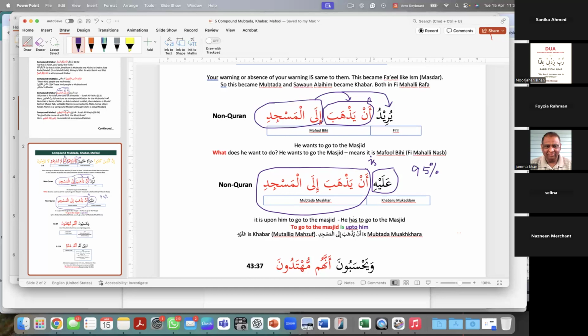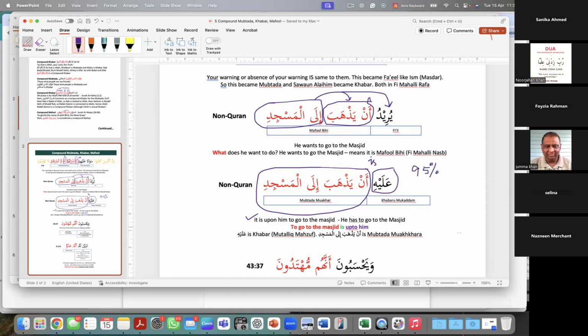Jumlatul ismiya. People will say like this, it's upon him to go to the masjid. Is okay. But we're grammar students. We'll try to say it this way, because this is a better translation than this. It's okay. I mean, we can still use this. It is also saying is there. It is upon him. So somehow it is also separating khabar and mubtada.